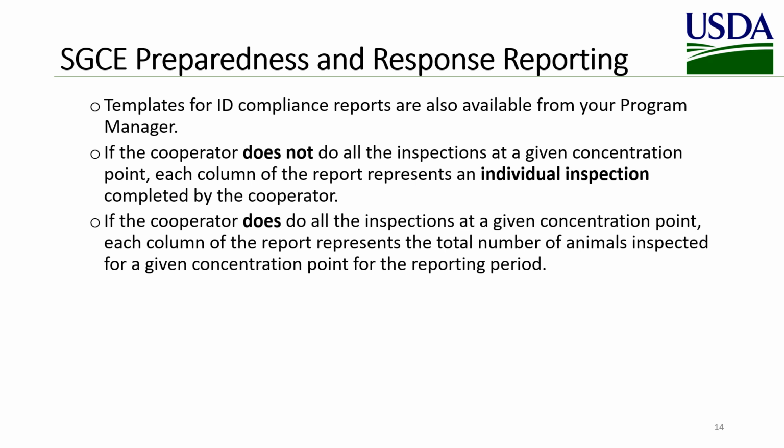If the cooperator does not do all the inspections at a given concentration point, each column of the report represents an individual inspection completed by the cooperator. However, if the cooperator does do all the inspections at a given concentration point, each column of the report represents the total number of animals inspected for a given concentration point for the reporting period.